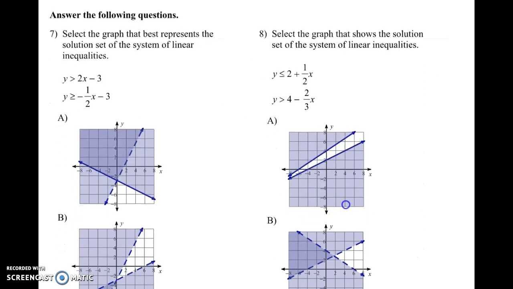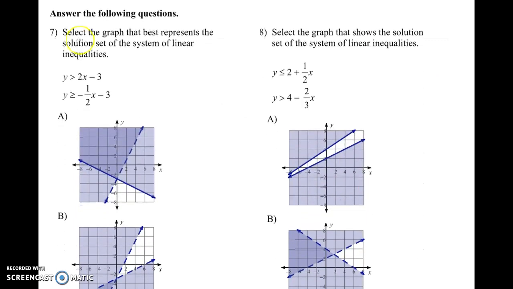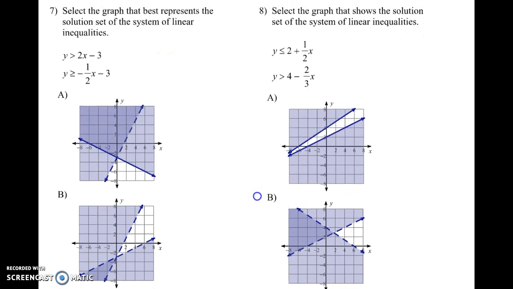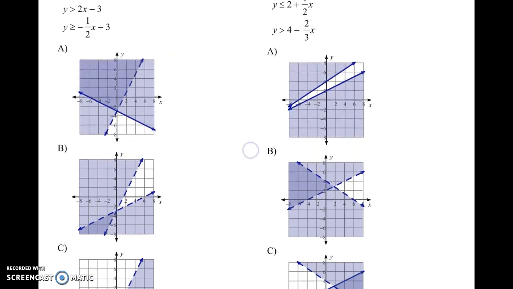Let's check out 7 and 8. It says, select the graph that best represents the solution set of the system of linear inequalities. So if I'm looking at line 1, in this case, let's first kind of identify. So -3 is going to be my y-intercept. So if I look at the graph, I have a y-intercept at -3.